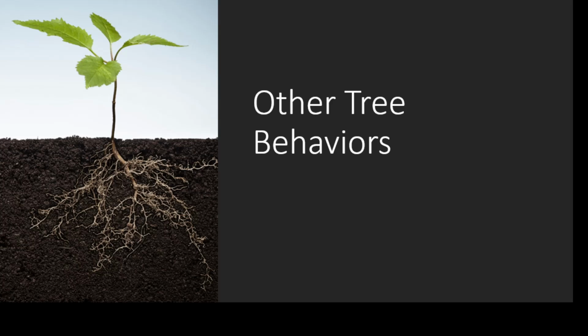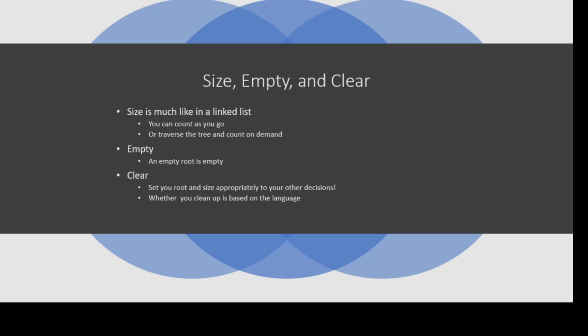So before we dive into code, it's useful to talk about a few of the other behaviors that trees have. Trees have actually less behavior than lists to some degree, especially when they're in sets. But they have some maybe slightly more complex algorithms involved as well. Ones that are similar: size, empty, and clear.